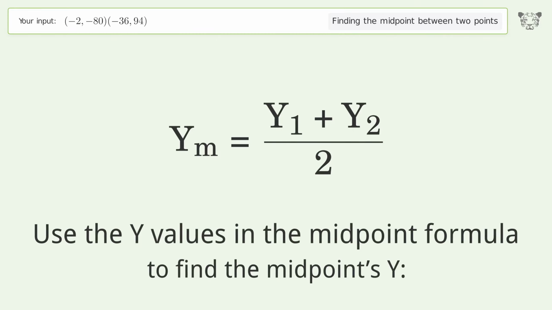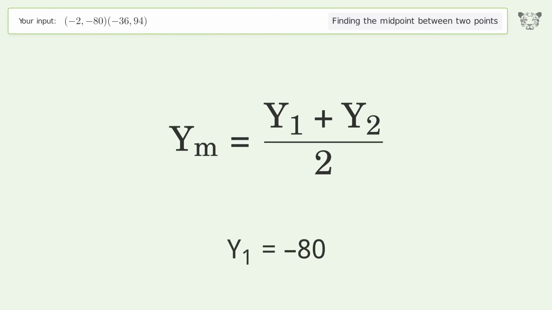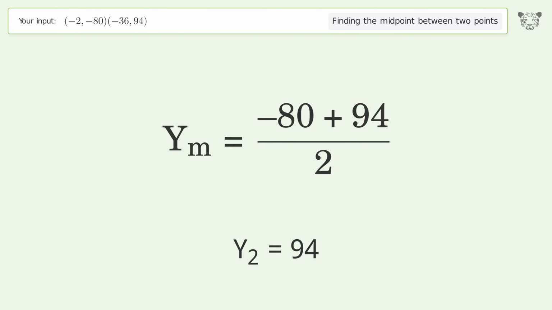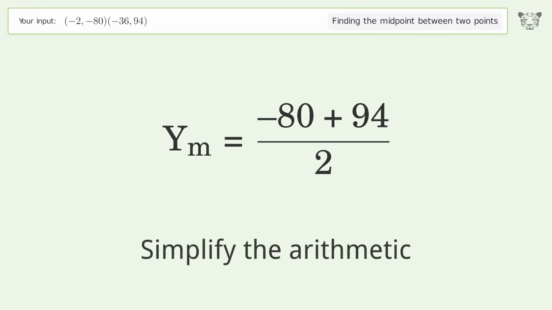Use the y values in the midpoint formula to find the midpoint's y. y1 equals -80. y2 equals 94. Simplify the arithmetic.